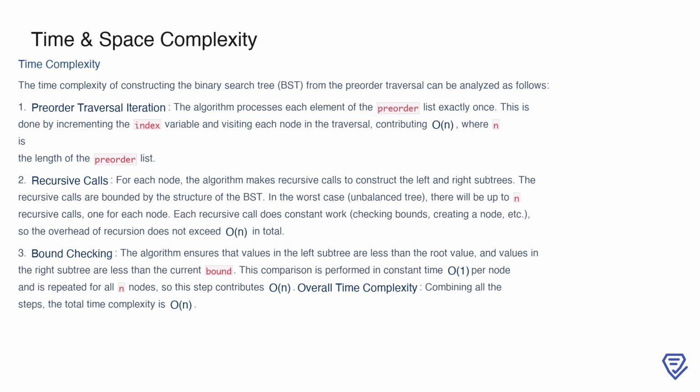Additionally, we perform bound checks to maintain the BST property, ensuring that values in the left subtree are less than the root, and values in the right subtree respect the current bound. These comparisons take O(1) per node and are performed n times, contributing another O(n). When we combine these steps, the overall time complexity of the algorithm is O(n).